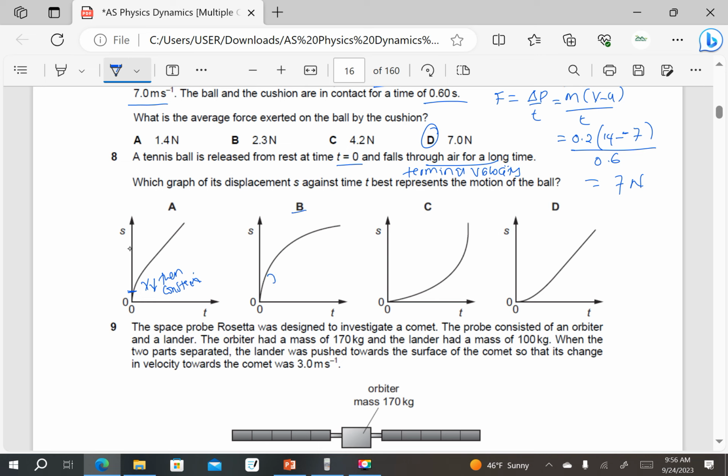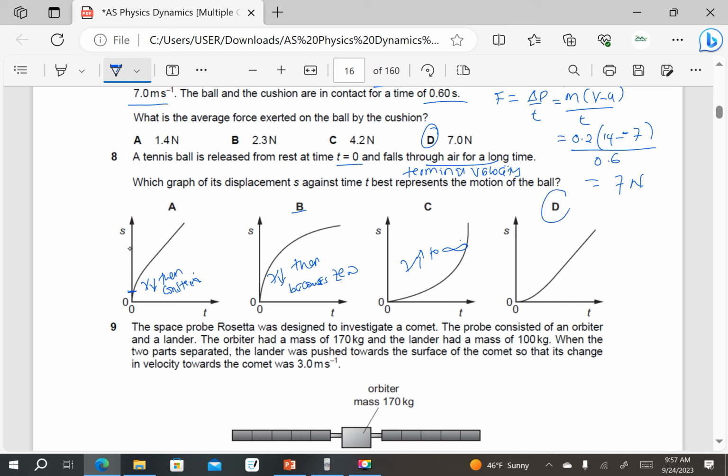B is also showing that the velocity decreases, then becomes 0. Why? The gradient decreases to 0, so the velocity is decreasing and it becomes 0. When the line is becoming horizontal, the gradient is 0. Remember, the gradient is the velocity. Then C shows that the velocity just increases up to infinity. So here velocity increases to infinity. That's what C shows, because the gradient is increasing to infinity.